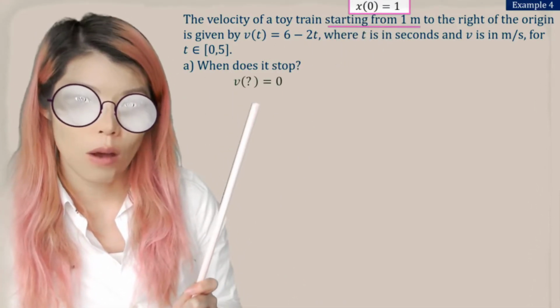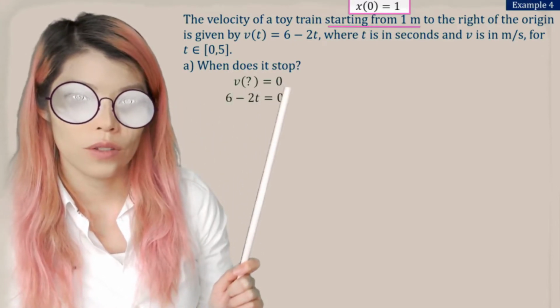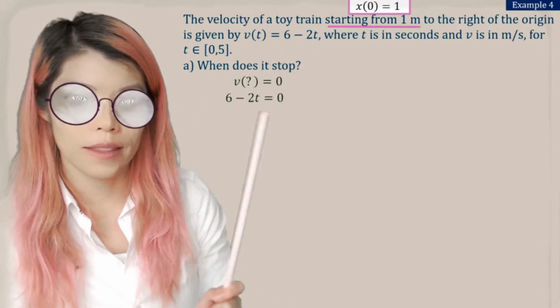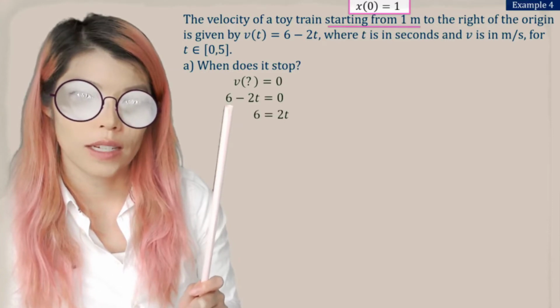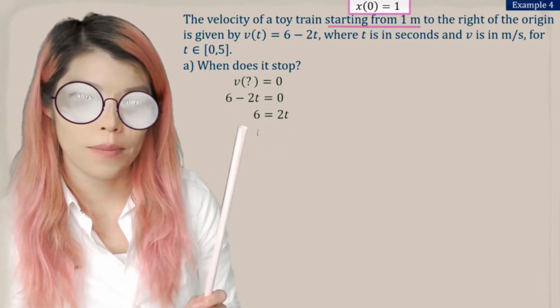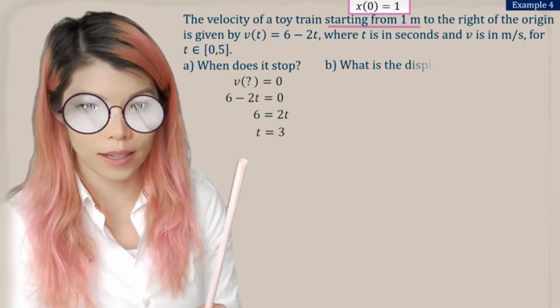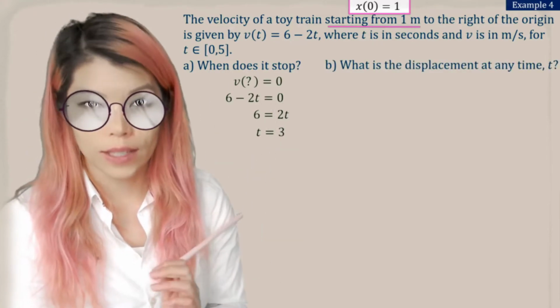Now when does it stop? When is v equal to 0? So we have the equation here. We let that equal 0. And we notice that bring the 2t over, divided by 2, we have time is 3 seconds. So the train stops after 3 seconds.